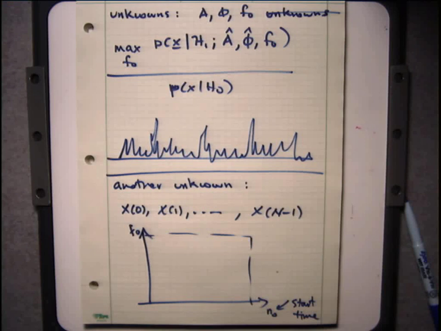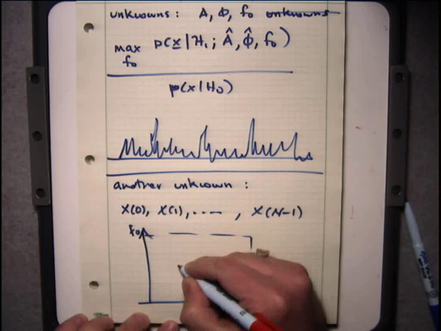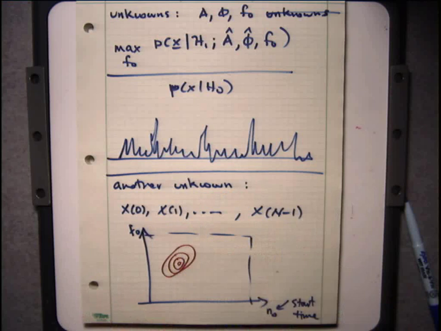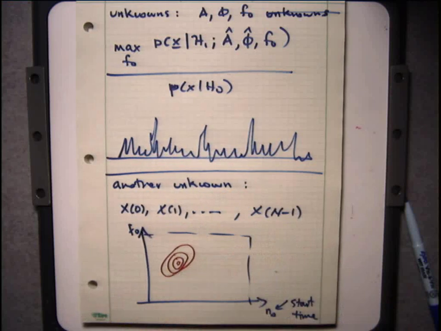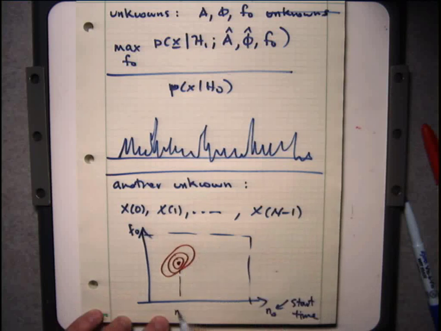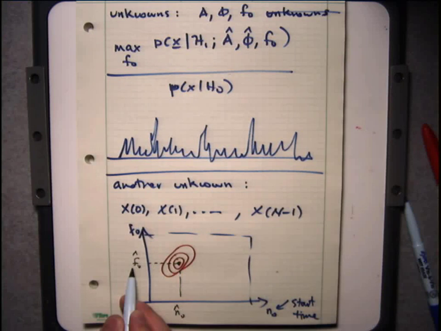So what ends up happening here is, if you're lucky, you might end up getting something that has a peak, and let's say that peak has some contours like this. And then at the peak of this contour, you're going to get an n0 hat and an f0 hat. This is going to be the estimate of the frequency, and this is going to be the estimate of the start time, the maximum likelihood estimate of the start time and the frequency.